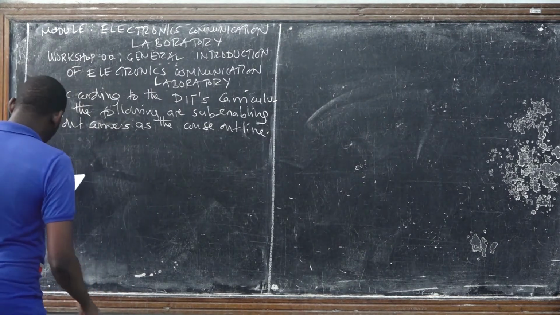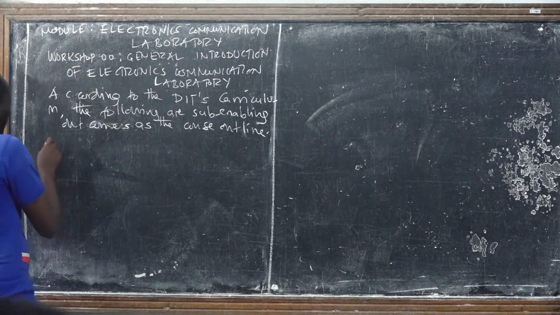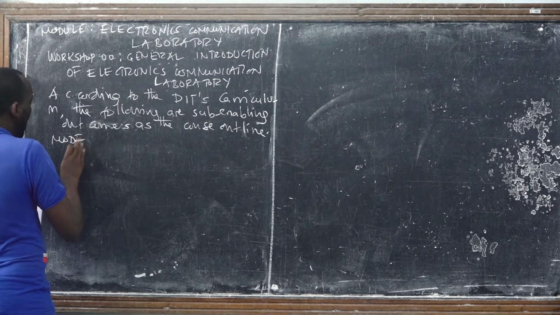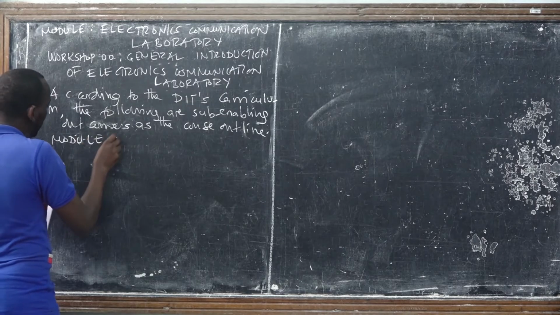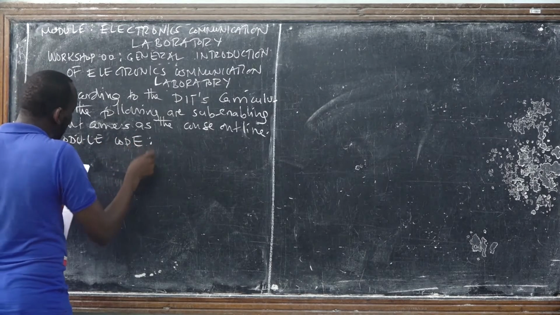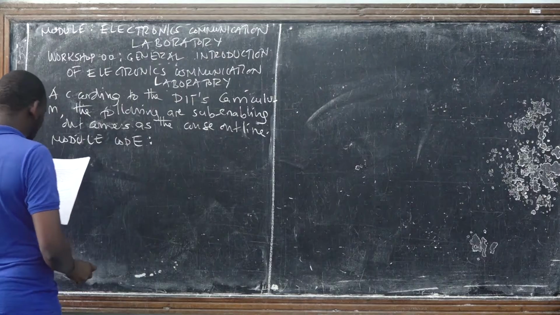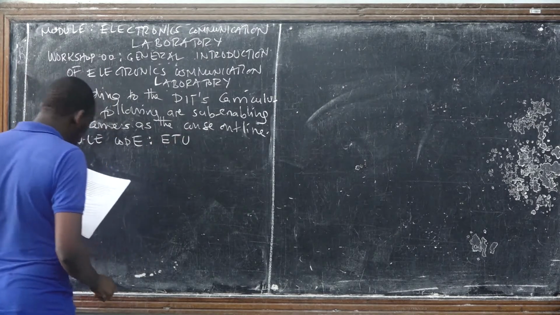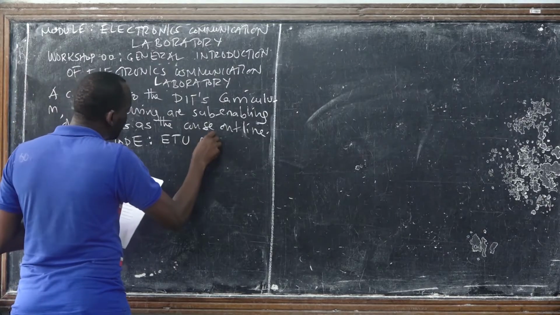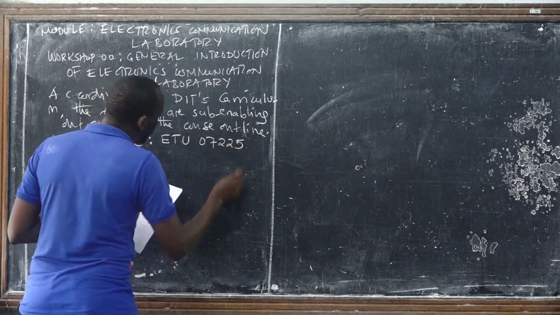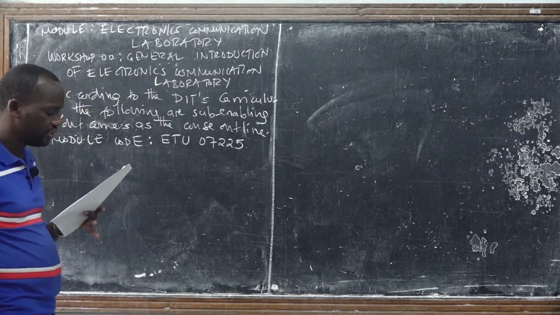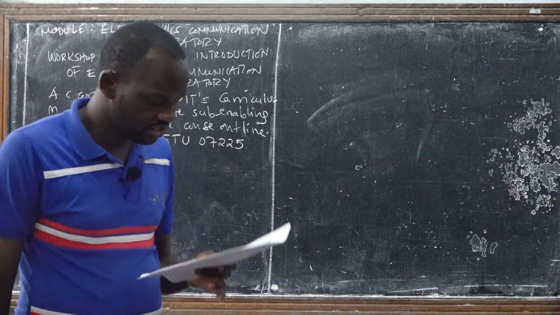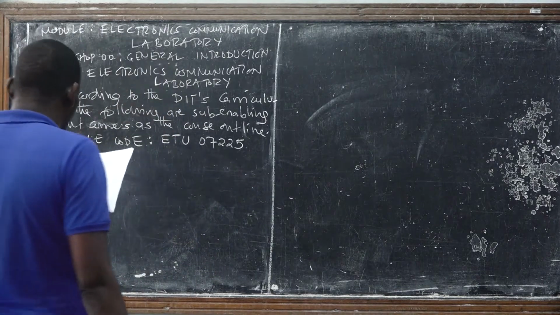Before we go to the sub-enabling outcomes, some important information: we have to know the module code. The module code is very important, just like your registration number. The code for this module is ETU 07225. ETU 07225.